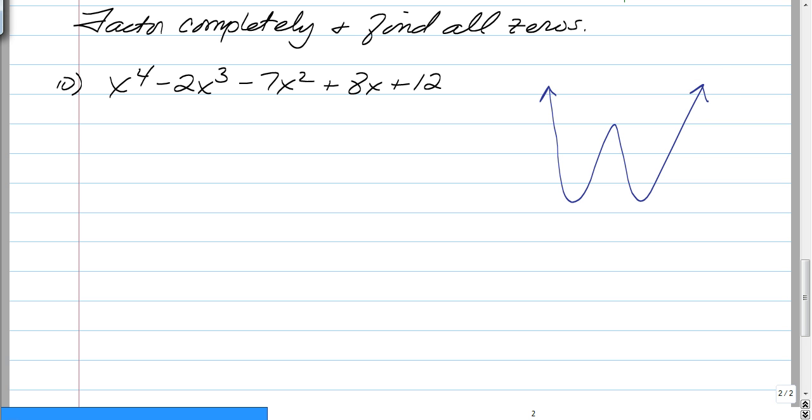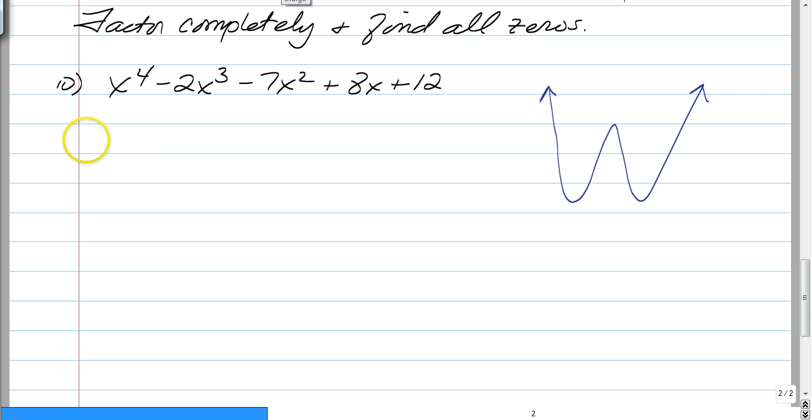Now, if you were to graph that in the graphing calculator, you are going to get a W of some sort, and it's going to cross the axis a couple of times. If you want to see exactly what it looks like, then go get your graphing calculator and type it in and find all 4 zeros if you would like.